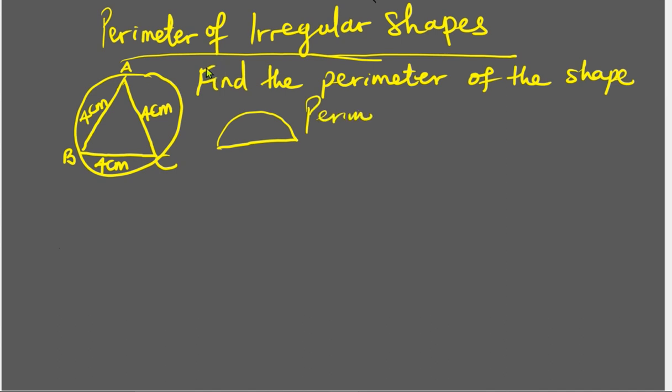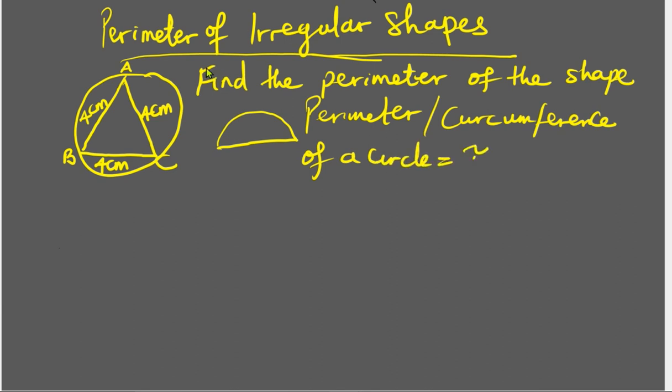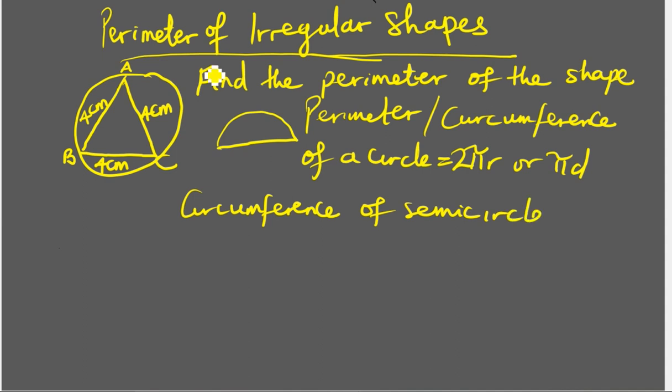So now, the perimeter of a circle is known as circumference. Perimeter or circumference of a circle is equal to 2 pi r or pi d, that's pi times diameter. Now, if you have to find the circumference of a semicircle, semicircle means half of a circle. So circumference of a semicircle would be equal to half times 2 pi r, or half times pi d. So that's circumference. So now we have 3 semicircles.